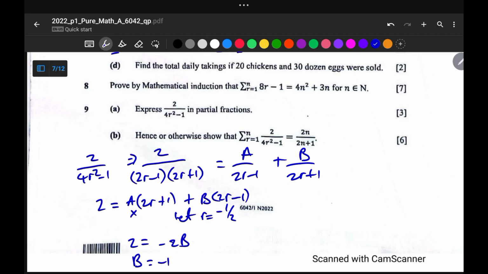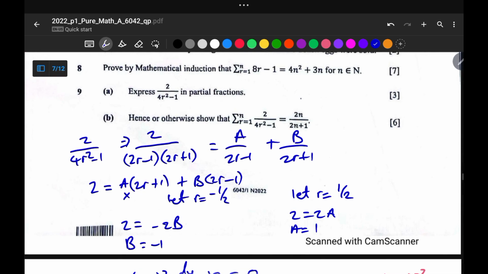Okay, and if we also let our r be half, and we multiply this 2 by half, it gives us 1, and 1 plus 1 is equal to 2. Therefore 2 is equal to 2a, and a is equal to 1. So our answer in partial fractions is 1 over 2r minus 1 minus 1 over 2r plus 1.